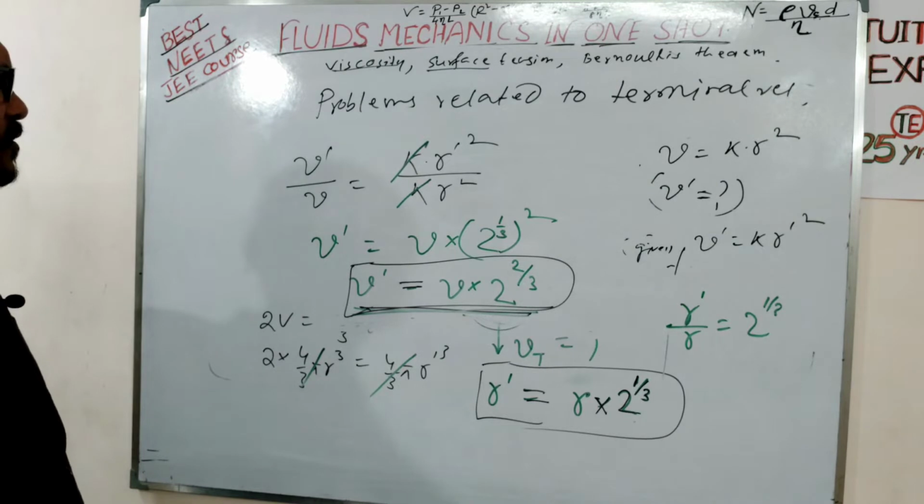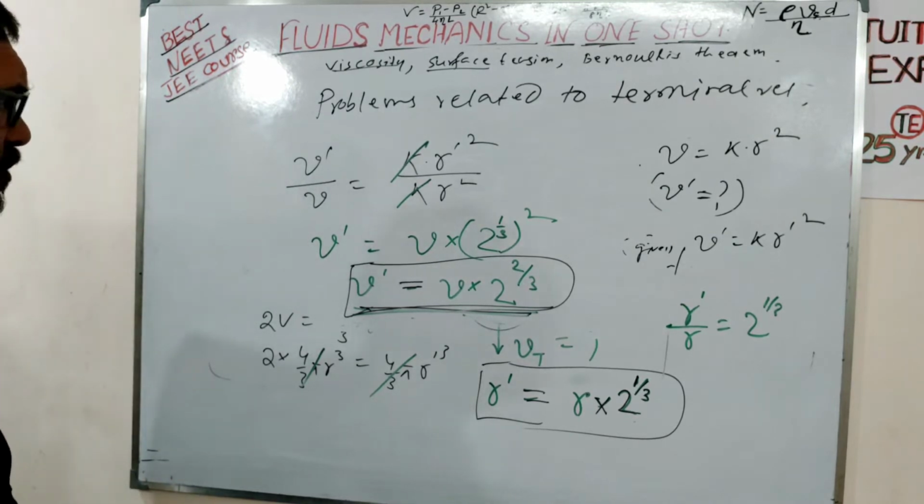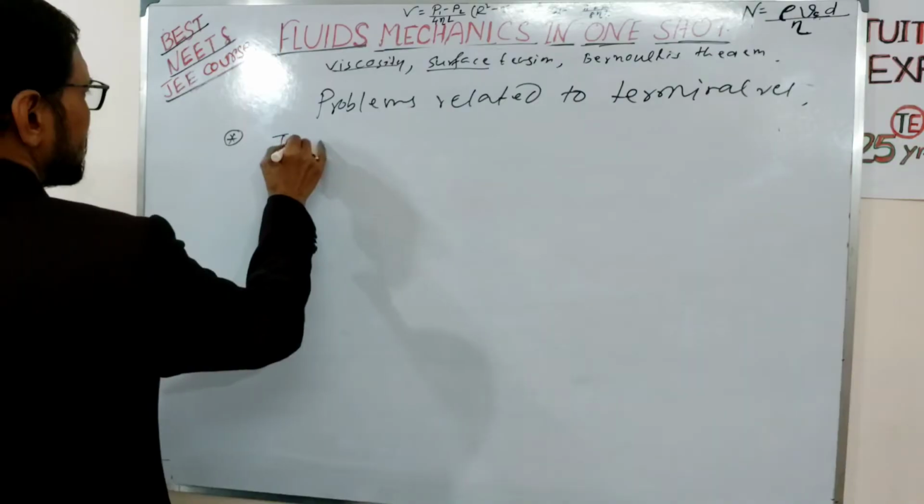V dash equal to V into (R dash by R) to the power 1/3 whole square. So this is the result. This is the answer.